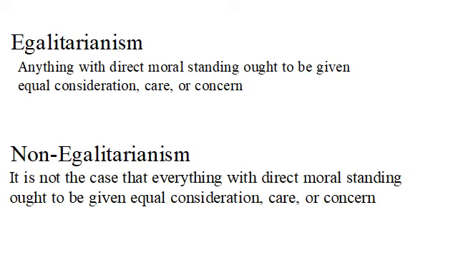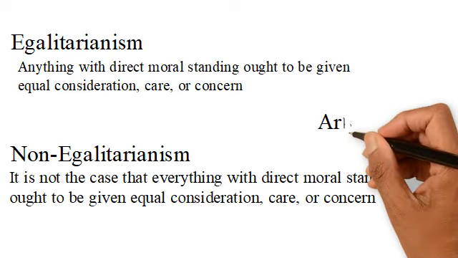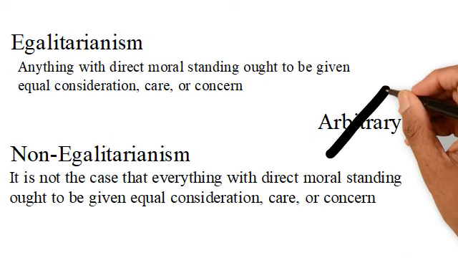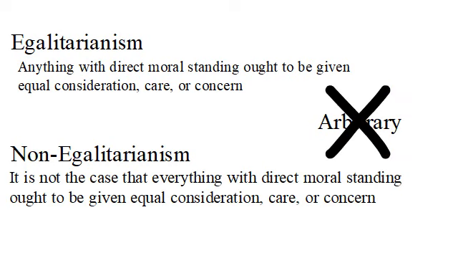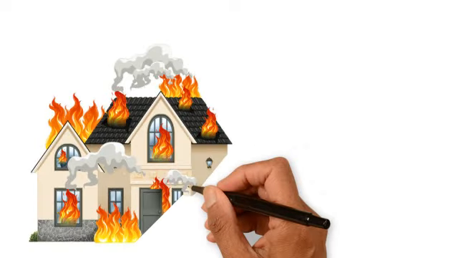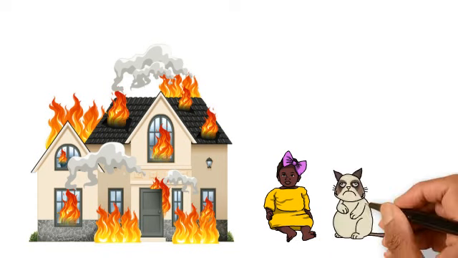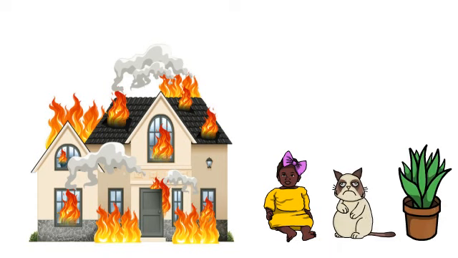Individuals who defend egalitarianism typically say that any grounds on which we say things ought to be given different degrees of consideration is going to be arbitrary. And as such, all versions of non-egalitarianism are arbitrary. Is this really the case, though? For example, let's say that you find yourself in a house that is on fire, and you have to decide between saving a baby, a cat, or a houseplant. You can only save one.